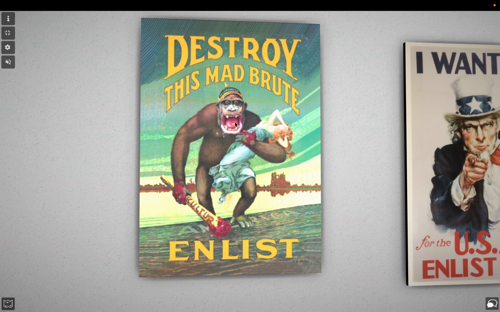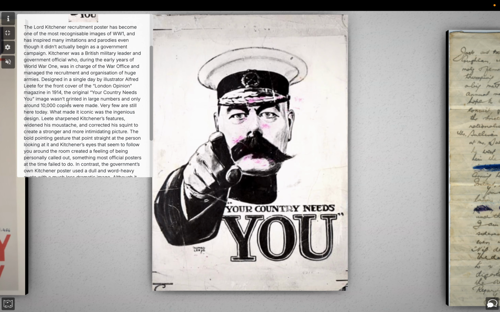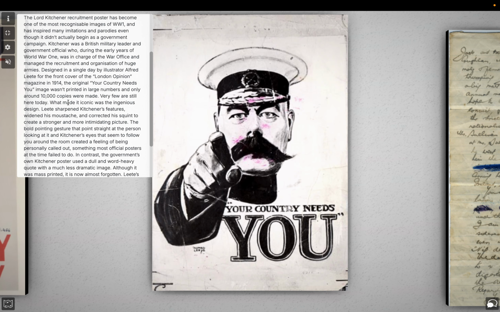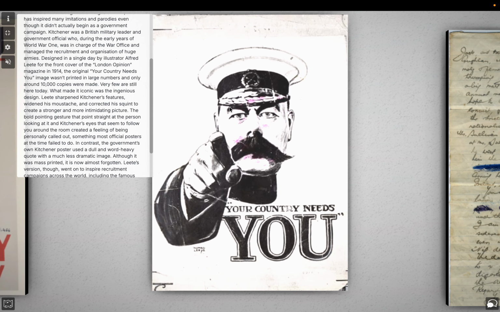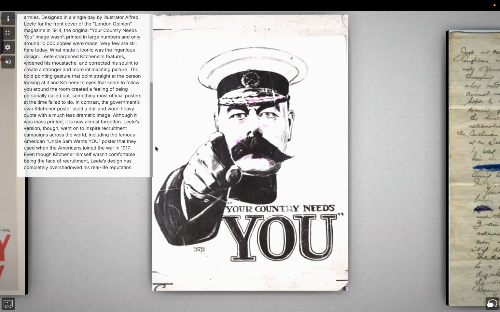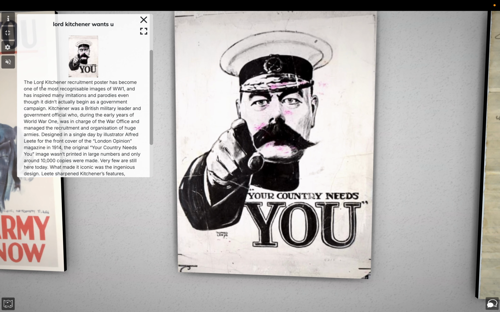This was Lord Kitchener, who was the head of most of the military things. He controlled huge armies, and this actually wasn't even originally an enlistment poster. It was for a magazine, but because they made him look so intimidating, it was very famous, and it even inspired this other famous poster for the American Army from when they joined in 1917.